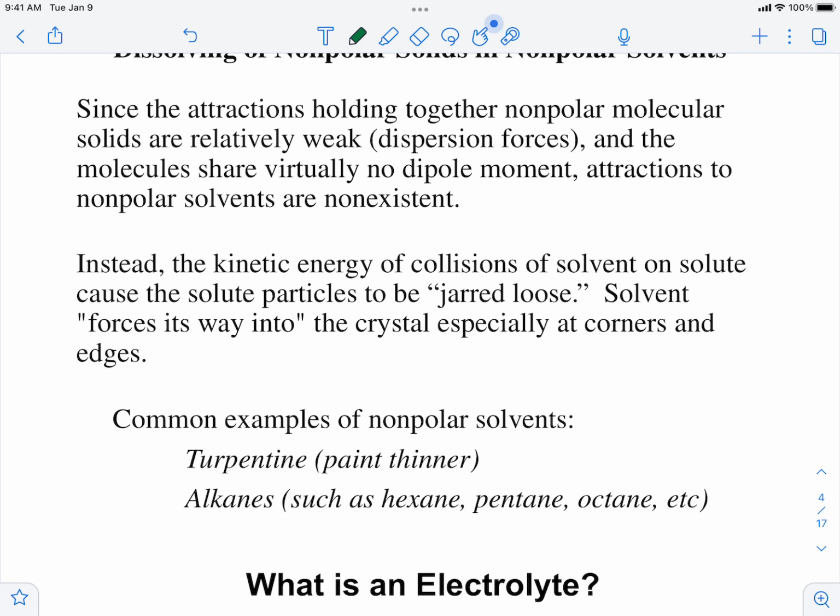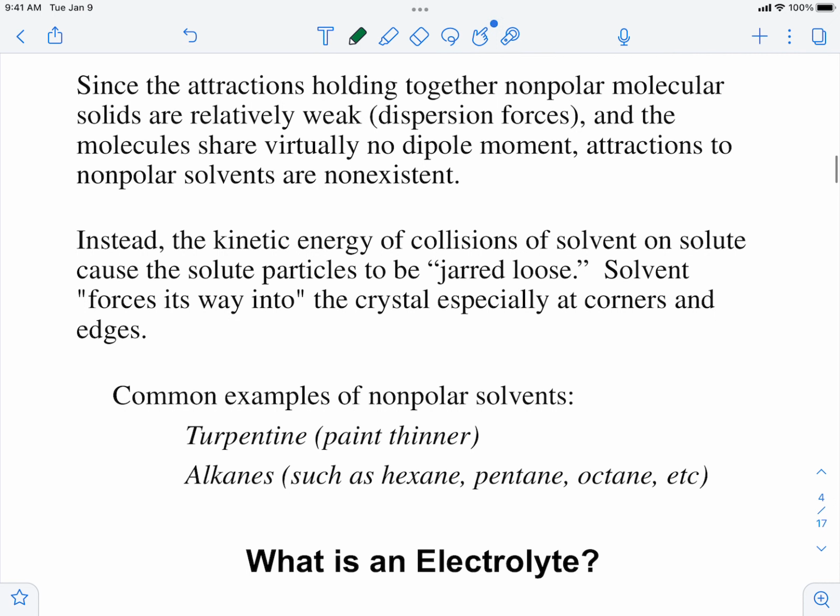So, some examples of nonpolar solvents. Turpentine, which is known as paint thinner. If you guys have ever painted with oil paints, you know that you can't wash the brushes with water. The paint will not come out. You have to use what's called paint thinner.